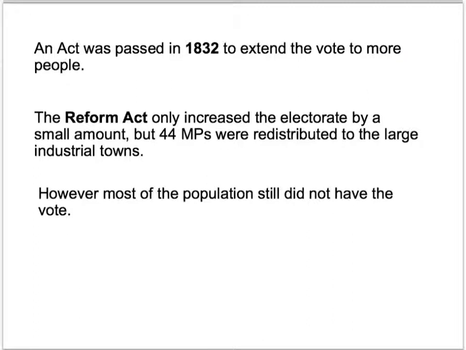In 1832, a vote was passed in Parliament to extend the vote to more people. This was known as the Reform Act, but it only increased the electorate by a small amount. But what it did do is address the issue of certain areas not having MPs in Parliament. However, it did not leave most of the population with a vote.